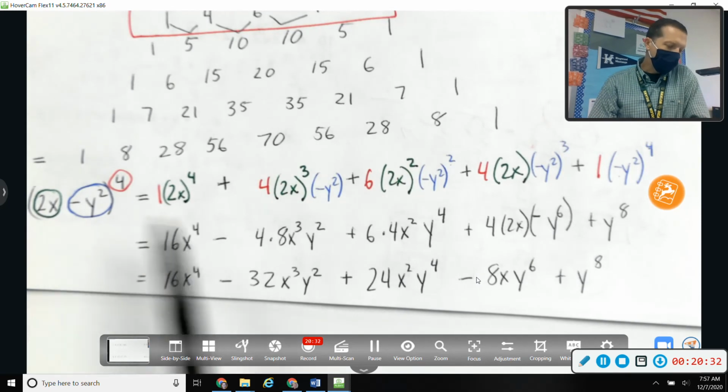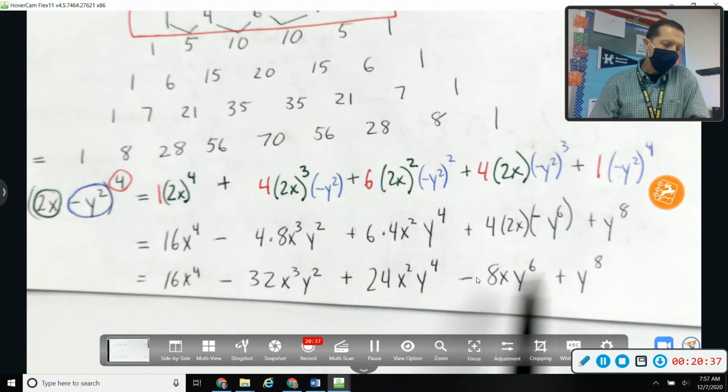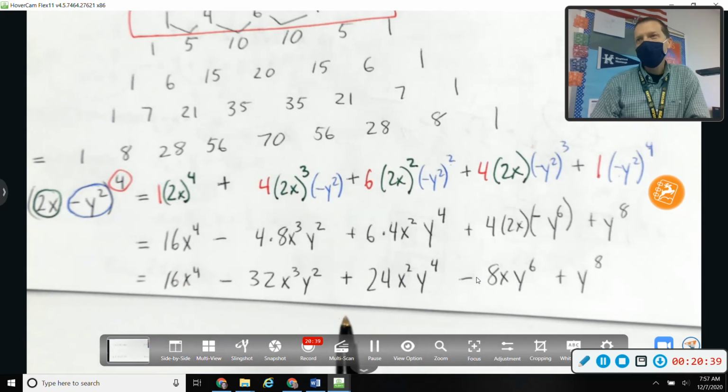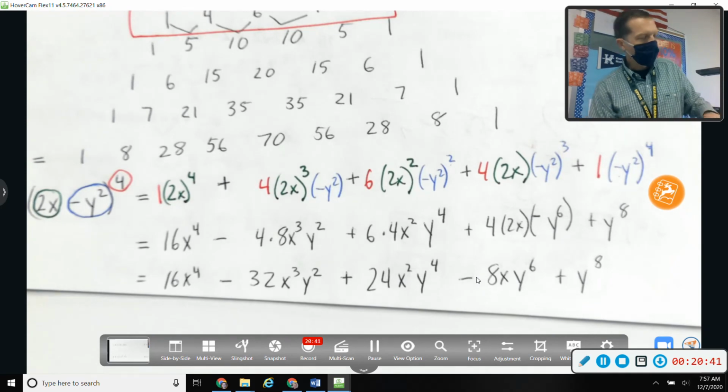If one of them is negative, they'll end up alternating signs. Plus, minus, plus, minus, plus. You don't have to know that. It takes care of itself. But it's something to check if you remember it.